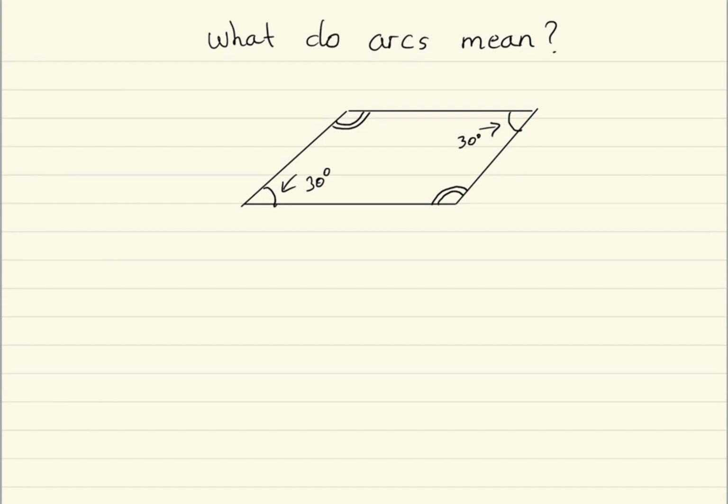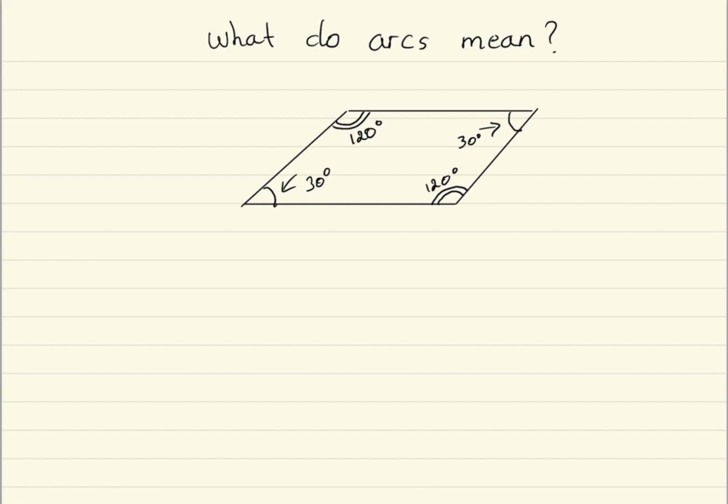Now, when you have double arcs, that means that that angle is a different size than the others. So we could say this one is probably like 120 and this is 120. So if you have double arcs, those double arcs are going to mean that they're the same. Essentially, the same number of arcs indicate that they are the same angle.